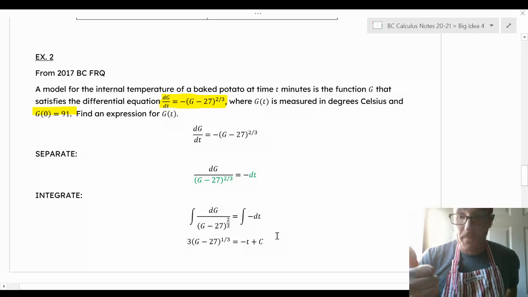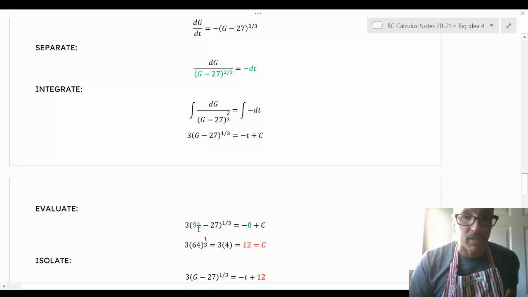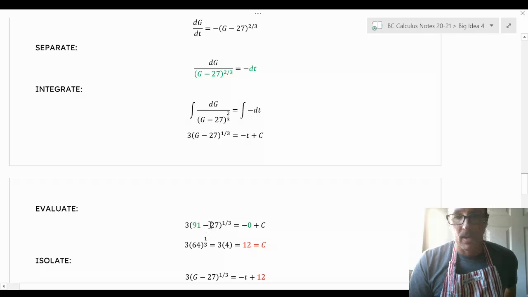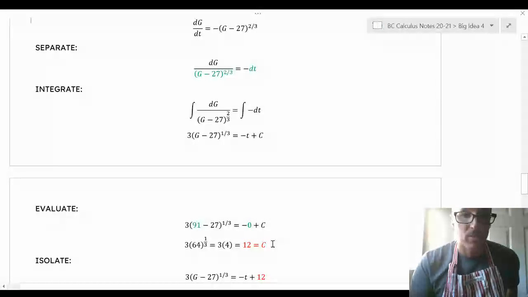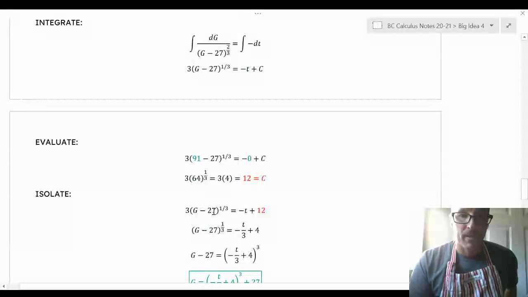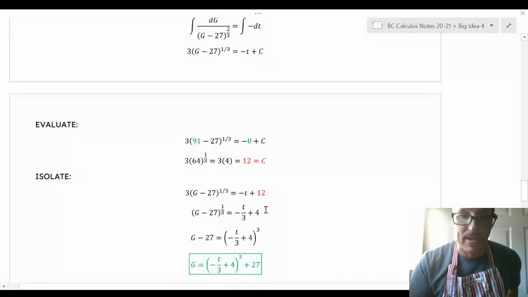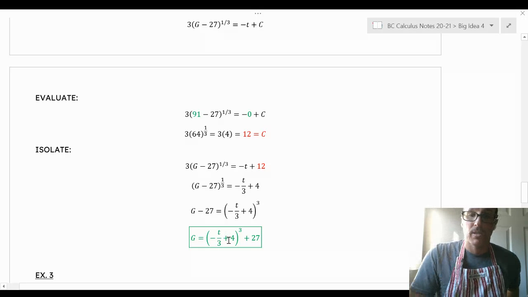Okay, so separate, integrate, I'll evaluate using the initial condition 0, 91. So throw all those things into the right places. 3 times 91 minus 27 to the 1/3 is negative 0 plus c. So c is equal to 12. So we'll take c is equal to 12, sub it back in for the plus c. So we'll pick up where we left off. And 3 times the quantity g minus 27 to the 1/3 is negative t plus 12. And then we'll just algebra our way out of that to get that g is the quantity, negative t over 3 plus 4 cubed plus 27.